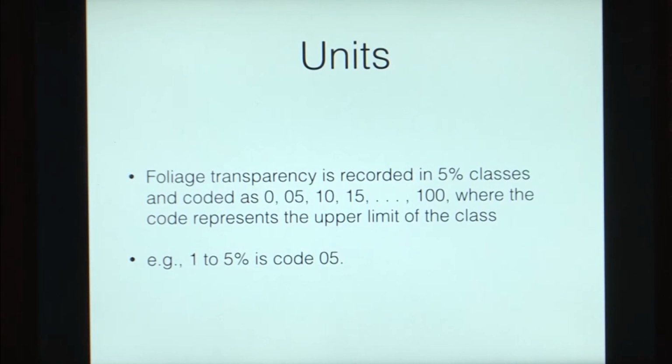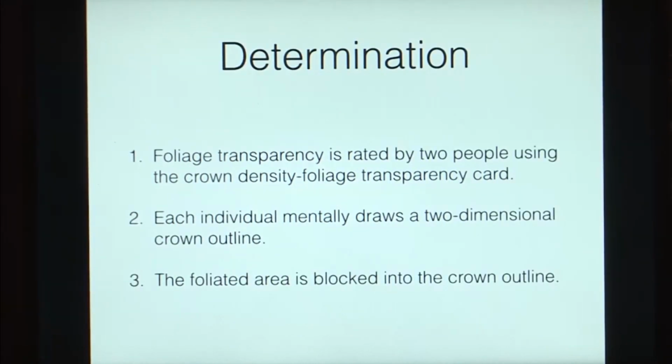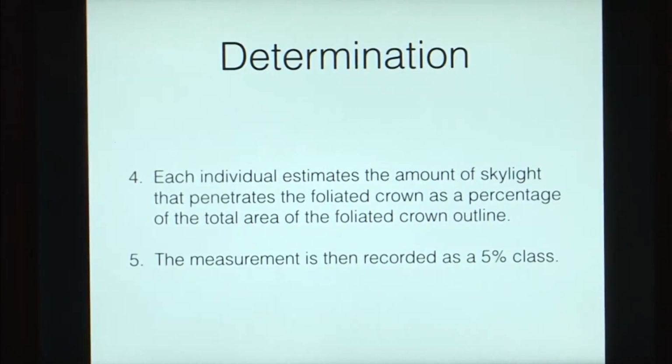So, how do we calculate foliage transparency? Here also we represent it in the form of 5% classes as we have seen before. And how do we determine it? We begin by having at least 2 people. So, it is rated by 2 people using the crown density foliage transparency card as we have seen before. Each individual mentally draws a 2-dimensional crown outline and the foliated area is blocked into the crown outline. Next, each individual estimates the amount of skylight that penetrates the foliated crown as a percentage of the total area of the foliated crown outline and then records it in a 5% class.